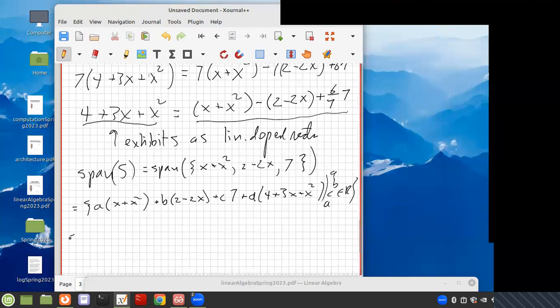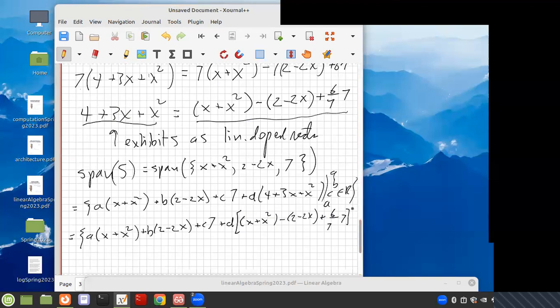So we could rewrite this as A times x plus x squared plus B times 2 minus 2x. This is a lot of writing. Plus C times 7 plus D, and we're going to remove this thing here and put in the other basis vectors here, x plus x squared minus 2 minus 2x plus 6/7 times 7. And this is such that A, B, C, and D are any real numbers.